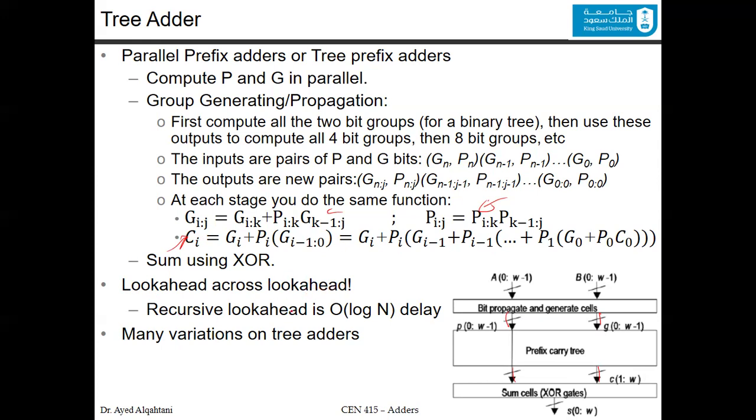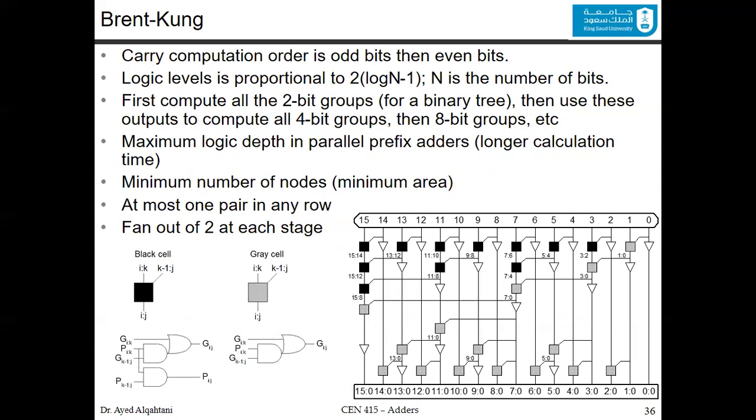So, recursive look ahead. If you do this, the complexity is big O of log n. There are many variations on the tree adders, and we will start with the first one. The first one is called Brent-Kung, and this is the BG diagram for it.